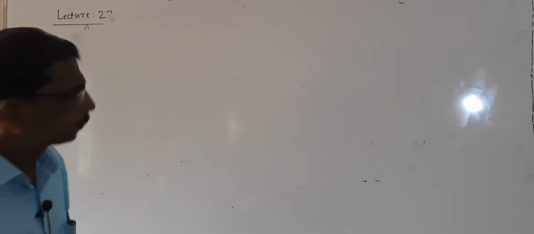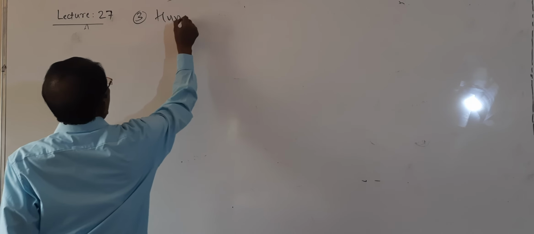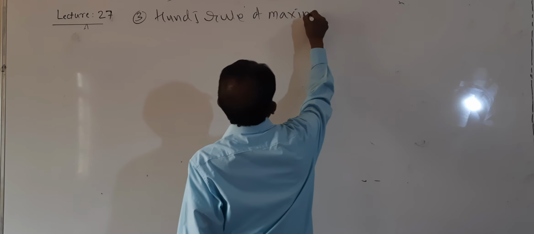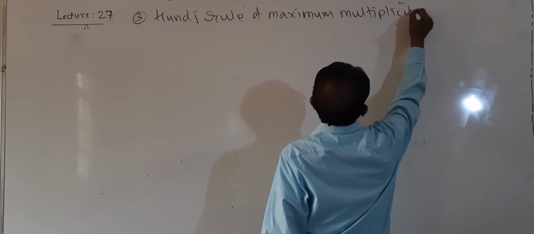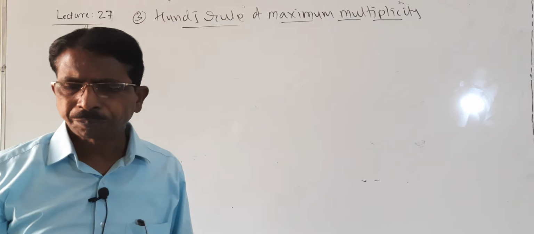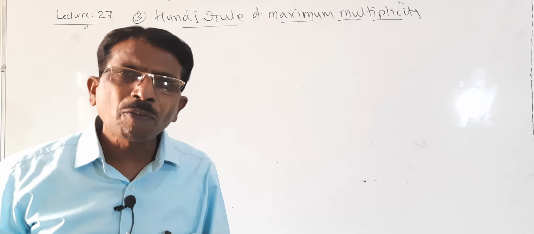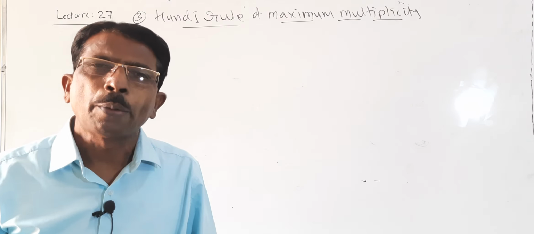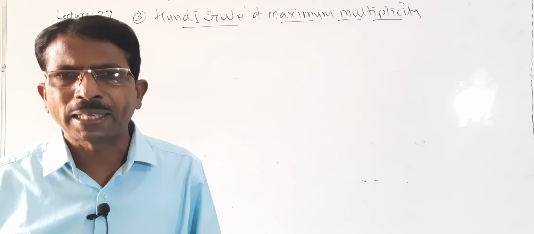Then Hund's rule. Hund's rule of maximum multiplicity. Look here, students. The pairing of electrons in p, d and f orbitals is not possible until each set of orbitals must contain at least one electron, or these are singly occupied.